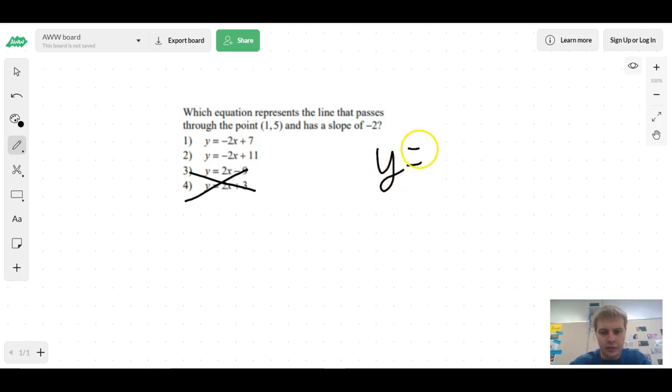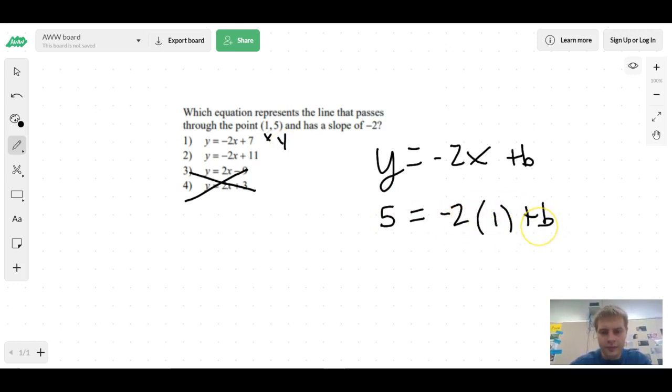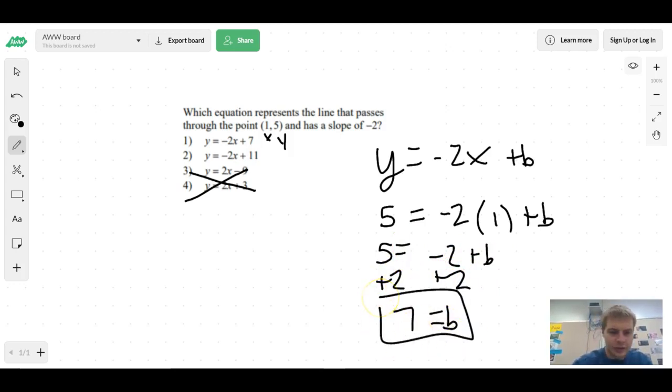We get y equals -2x plus b. Again, this is an x and this is a y. So I'm going to get 5 equals -2 times 1 plus b. We're then going to get 5 equals -2 plus b. When I add 2 to both sides, I'm going to get that b is equal to 7, which means this top one is the correct equation. Let's try the next one.